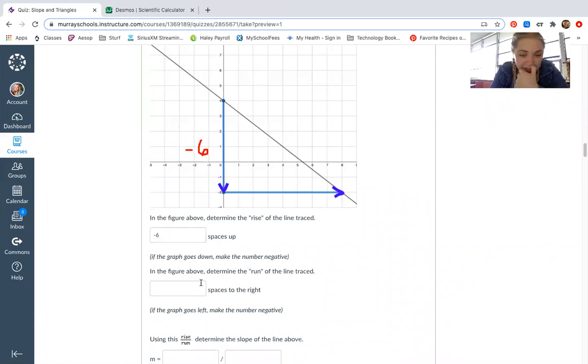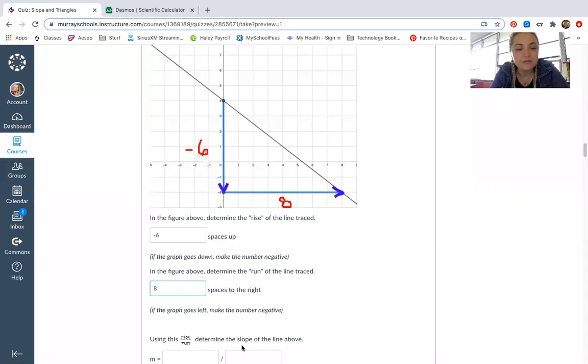In the figure above, determine the run of the line trace. So we end right here, and then we go to the right. 1, 2, 3, 4, 5, 6, 7, 8 spaces to the right. So I'm going to put an 8 here mentally, but that means that I would put my 8 down here. It says if the graph goes left, make the number negative. But it doesn't go left, so I've got 6/8.